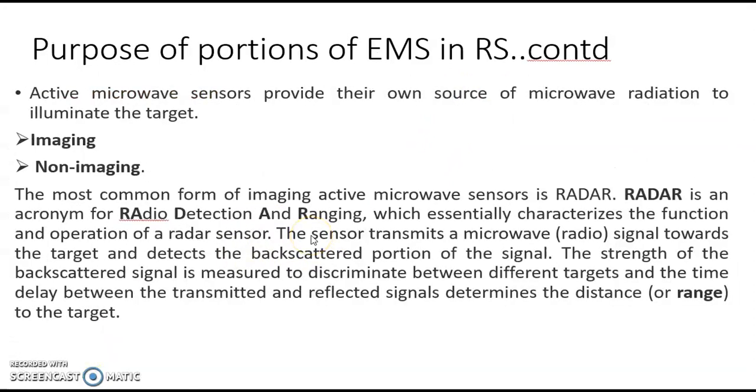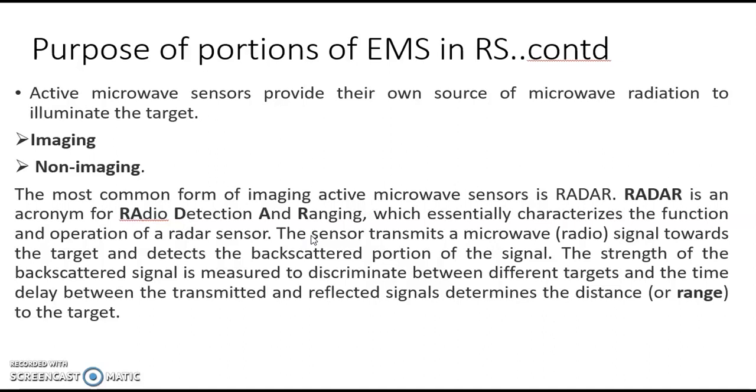Microwave remote sensing. Now, active microwave remote sensing, since the word active is used, obviously we know it has its own source of microwave radiation. One of the examples is radar. Radar is nothing but radio detection and ranging, which essentially characterizes the function and operation of radar sensors.